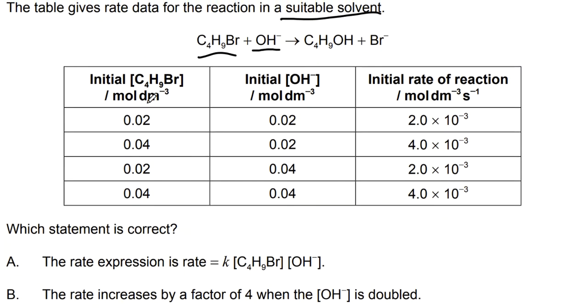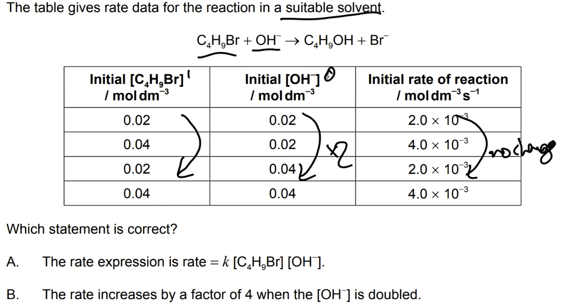So we have the initial rate, and we see that when OH- is kept constant and we double this, we actually double the rate. So it's going to be first order with respect to this one, because doubling the concentration of this doubles the rate. So it's a 1-to-1 or proportional change. Here we have this thing kept the same, but we're doubling it and we have no change. Therefore, it's going to be zero order with respect to that.